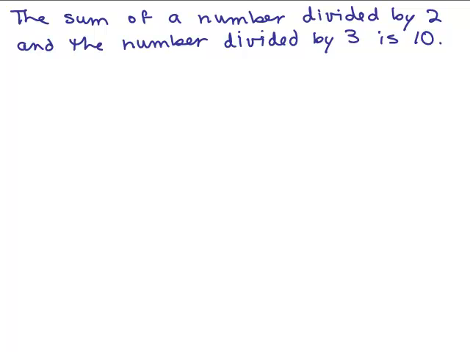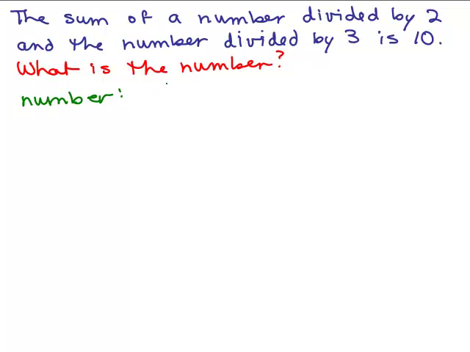All right, the sum of a number divided by 2 and the number divided by 3 is 10. What is the number? All right, so that's going to be the question. So we're looking for a number. So let's just write that, let's call the number something. How about n? Getting used to that?